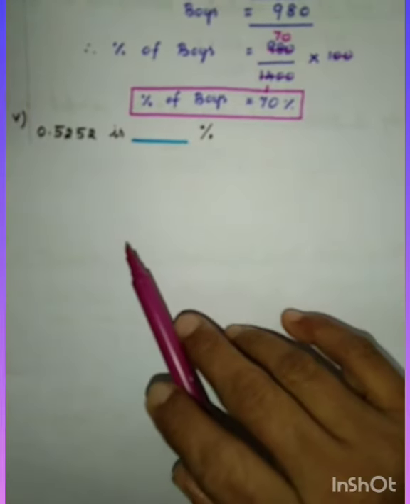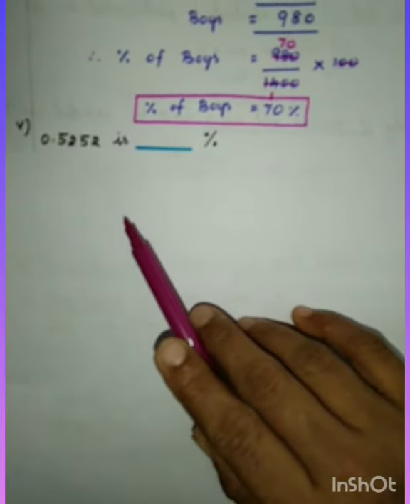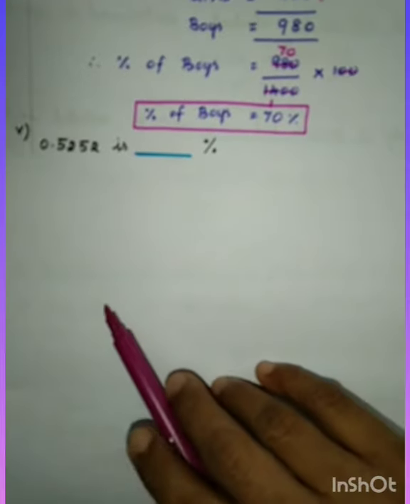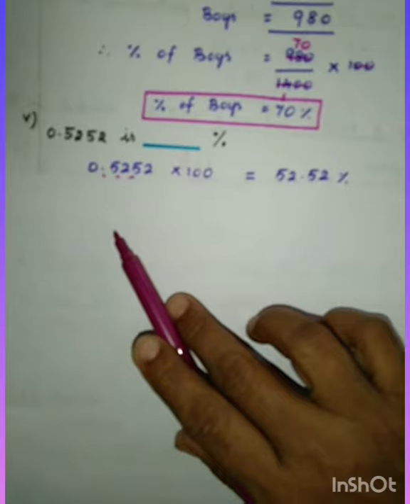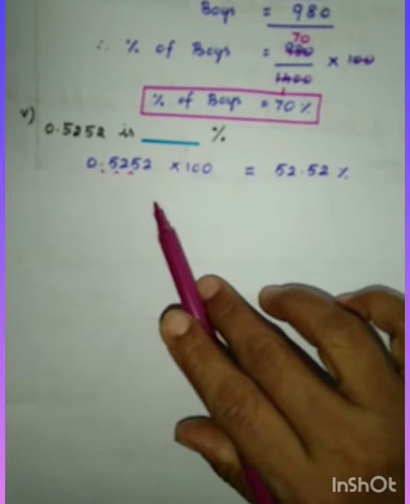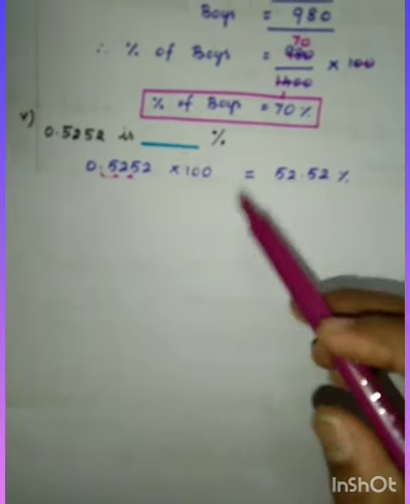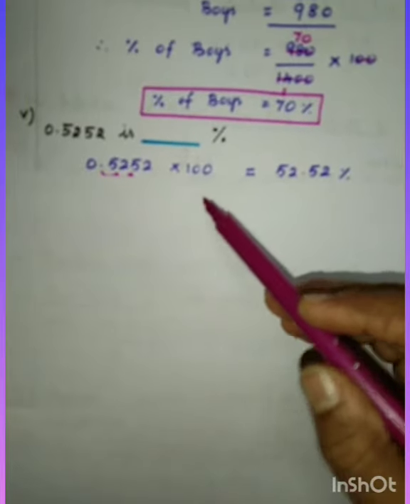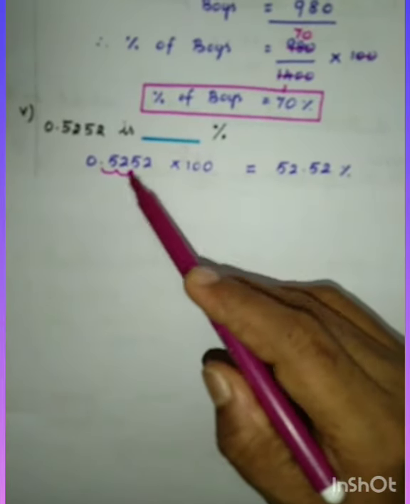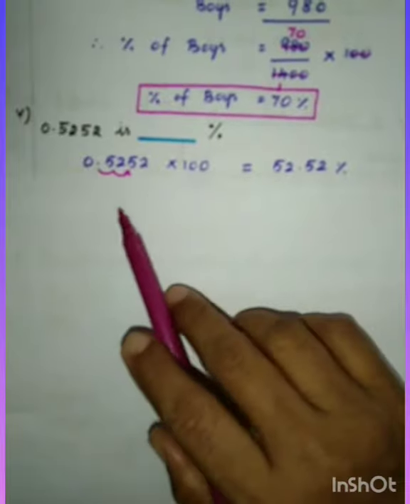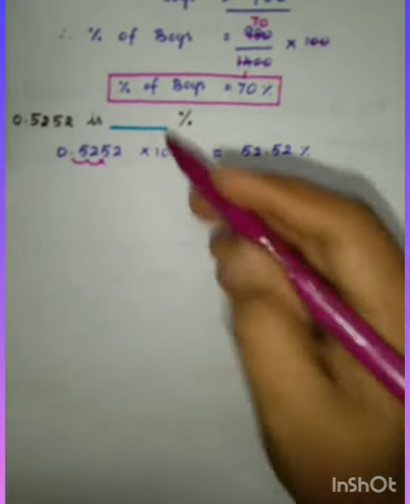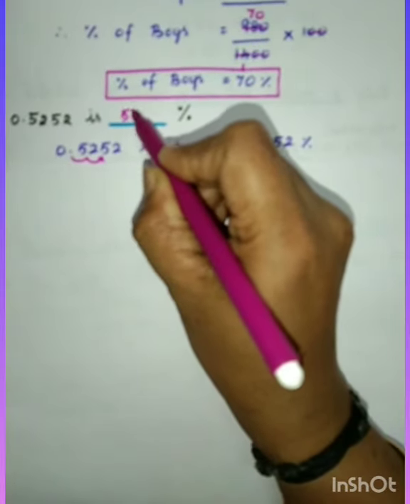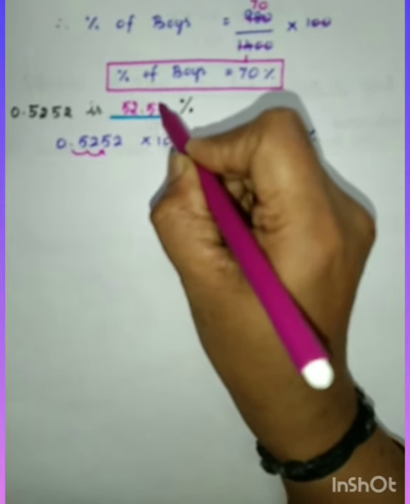Then fifth subdivision, 0.5252 is dash percentage. If you are going to find out the percentage, we multiply by 100. So 0.5252 into 100. When you are multiplying by 100, we move the decimal point to the right side 2 units. So that means 52.52 percentage. Therefore the answer is 52.52 percentage.